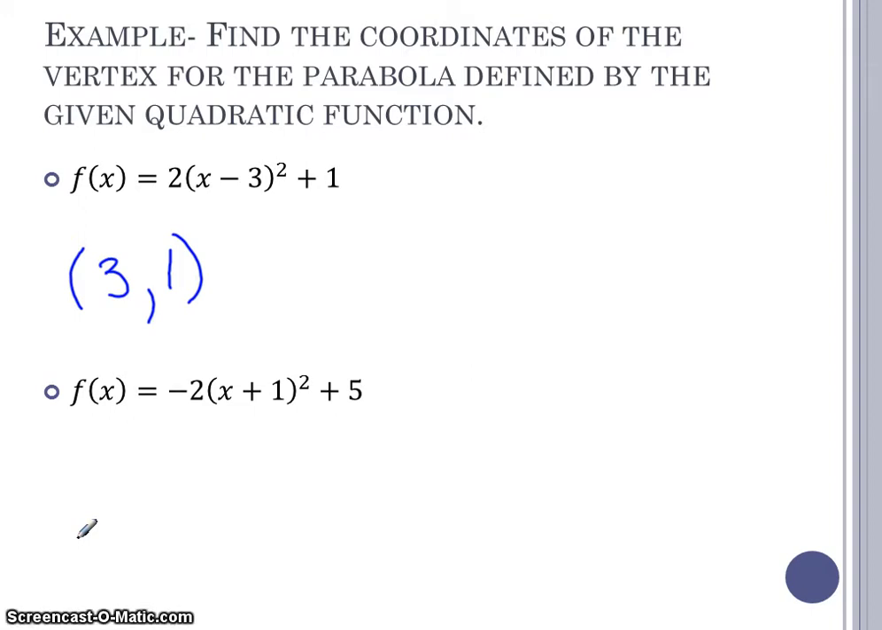What would our axis of symmetry be here? 3. I need an equation. x equals 3. There we go. And would this parabola open up or open down? Up. Why would it open up?